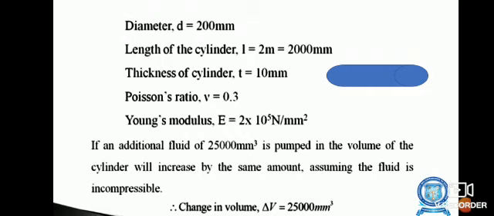Some other points will be included in the problem. Listen carefully. If an additional fluid of 25,000 millimeter cube is pumped in, the volume of the cylinder will be increased by the same amount, assuming the fluid is incompressible. So change in volume delta V is equal to 25,000 millimeter cube.